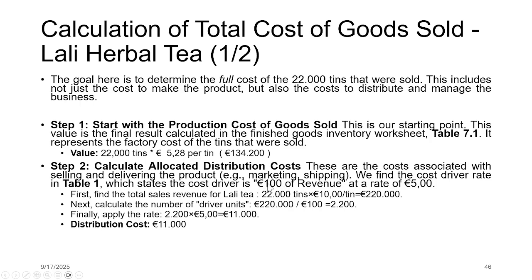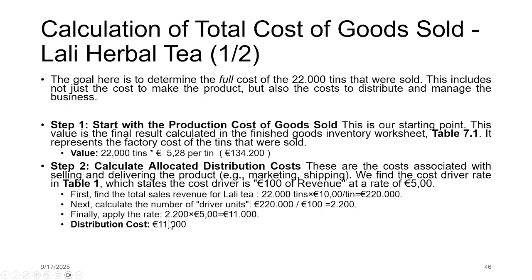In order to find the quantity of 100 euro of revenue, first we need to find the total sales revenue for Lally. It should be the total quantity sold multiplied by the price per unit. So we have 220,000. So next, we will calculate the quantity of driver units here. It should be the total sales revenue divided by 100 euro. So here we have 2,200 unit drivers.